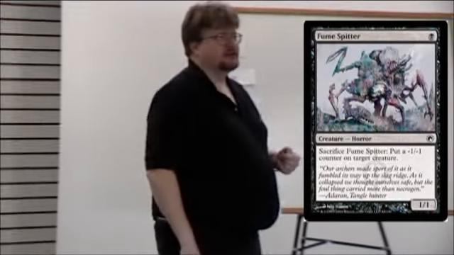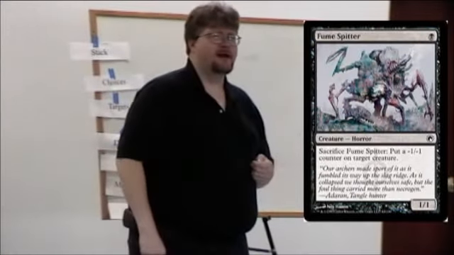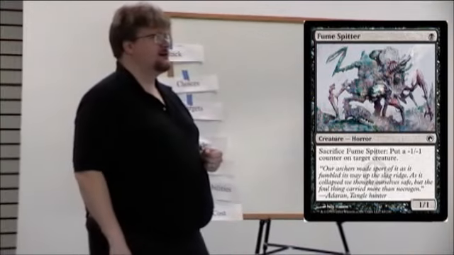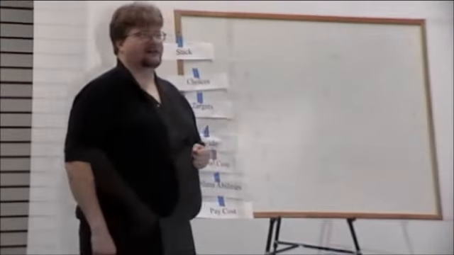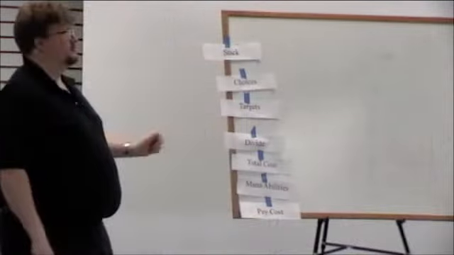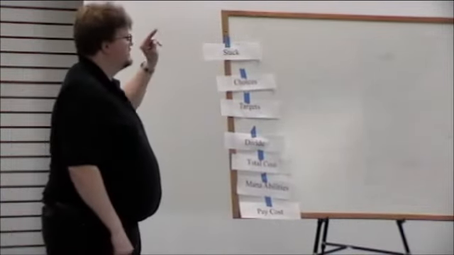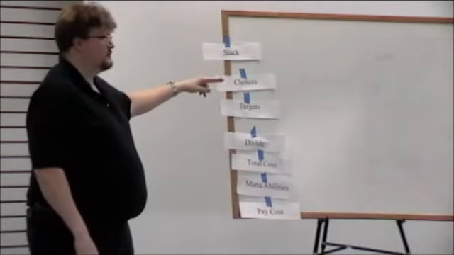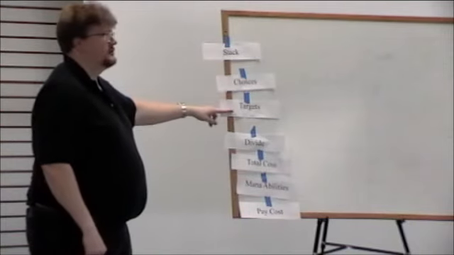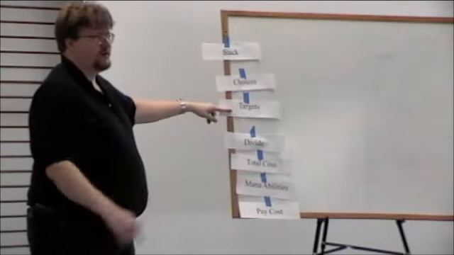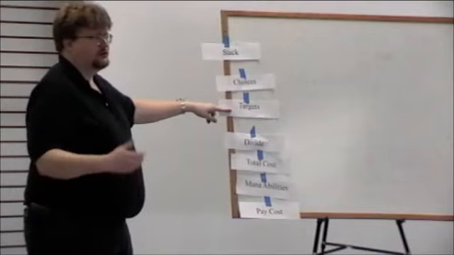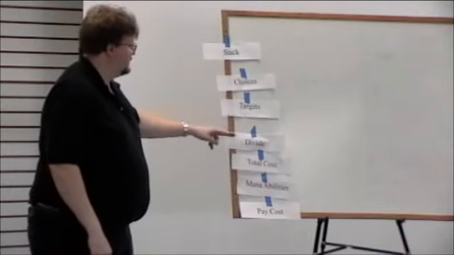Can Fume Spitter target itself? I see lots of nodding. Activating an activated ability works the same way as casting a spell. So you put the ability on the stack. There are no choices to be made for Fume Spitter's ability. There is a target, and Fume Spitter is still on the battlefield at that time. So it is a creature. I can target it. Nothing to divide.